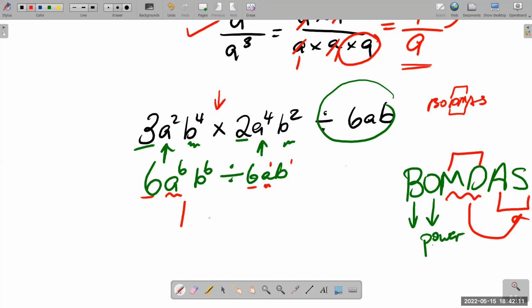Okay, good. So our variables would be a to the 5th power, b to the 5th power. But since we don't really record the 1, our final answer is just a to the 5th, b to the 5th. Yeah, if you got it, say got it.